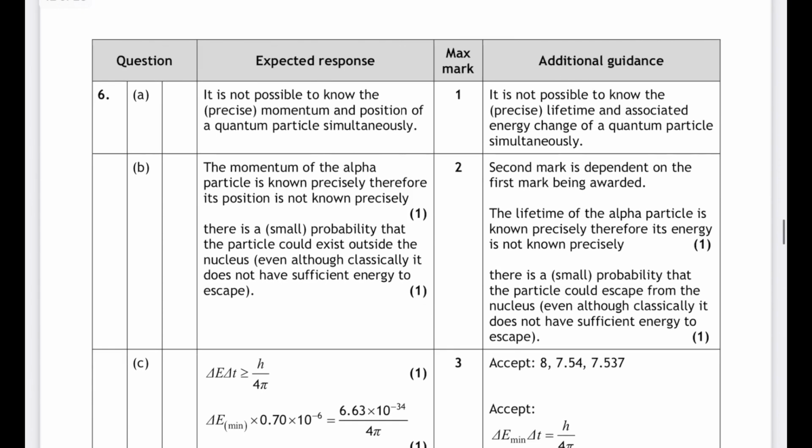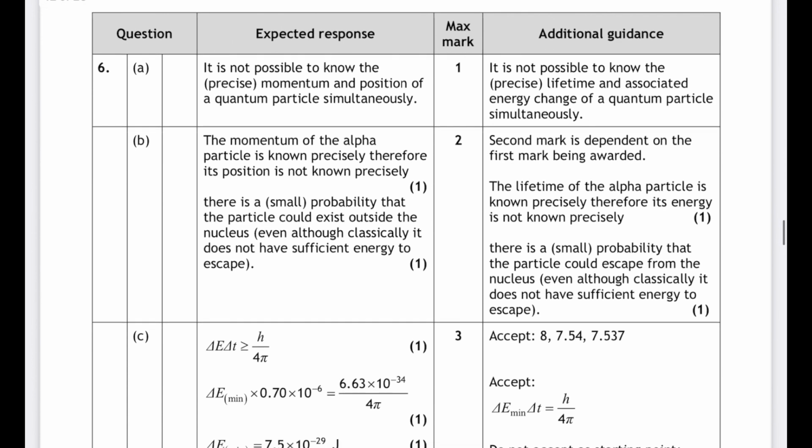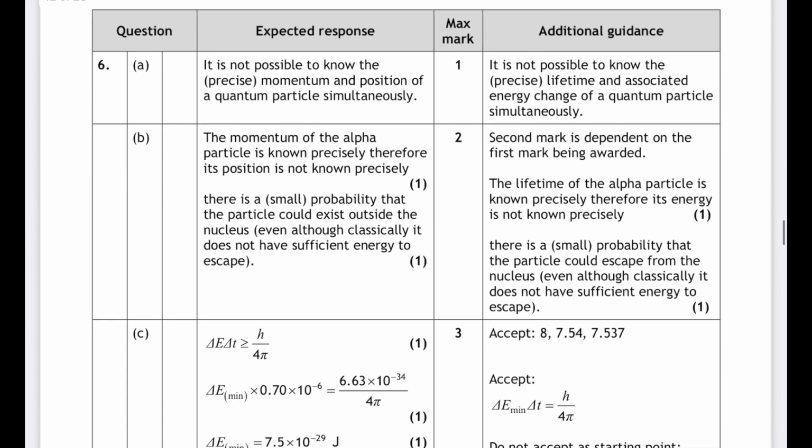Let's have a wee look at the marking instructions. So 6a, the Heisenberg uncertainty principle. It's not possible to know the precise momentum and position of a quantum particle simultaneously. And on the right hand side there, you could also have answered that in terms of energy and lifetime. And then part B, the explanation of how alpha decay can happen.